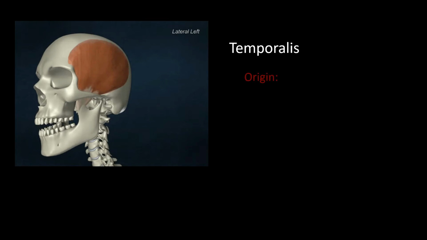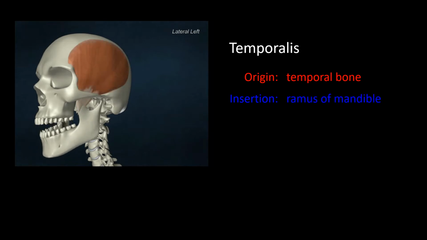So the temporalis has its origin at the temporal bone and has its insertion at the ramus of the mandible. And as you can see from the animation, the action of it is to elevate the mandible when speaking or chewing.